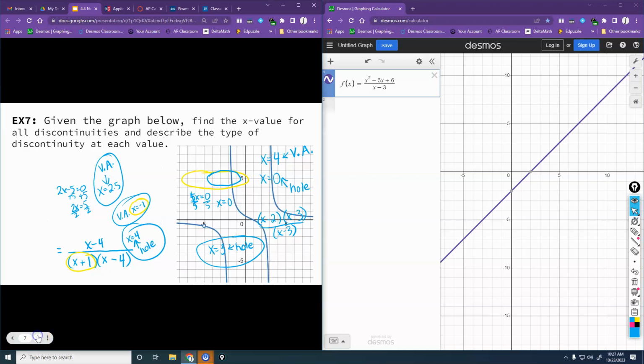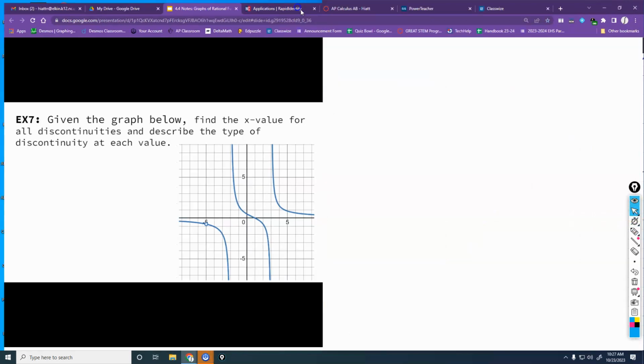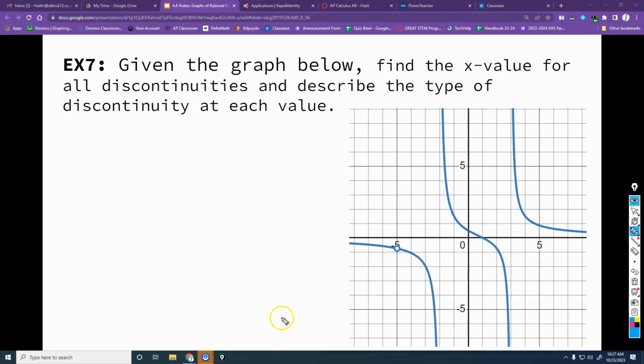All right, let's look at the next one. So we're just given a graph this time. We're supposed to find the x value for all discontinuities and describe the type of discontinuity at each value. I'm hoping this is what they might give you, more so even than the others. So, do you guys see a hole in the graph for that? What is the x value at that hole? -5. So we have a hole at x equals -5. And sometimes they're called removable discontinuities as well.